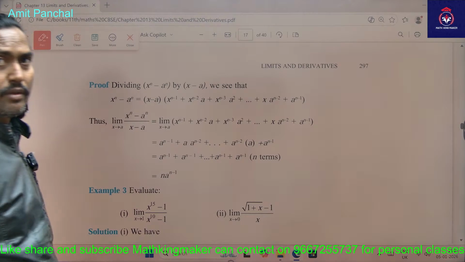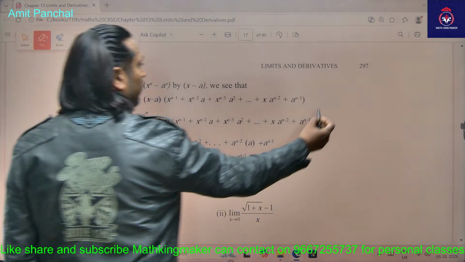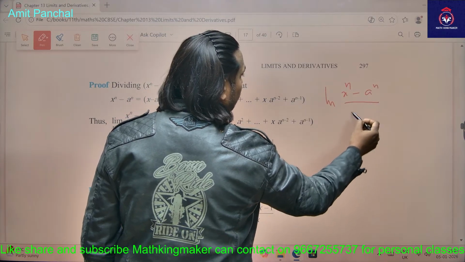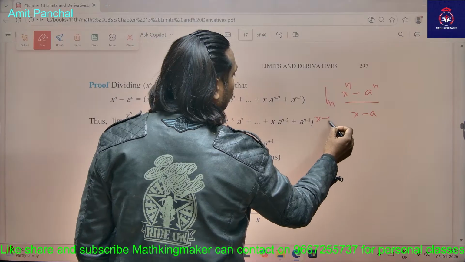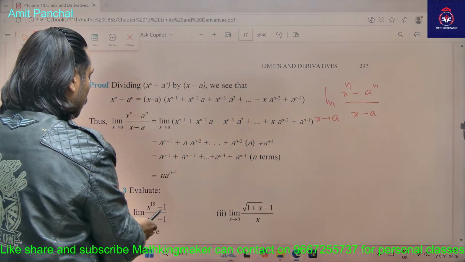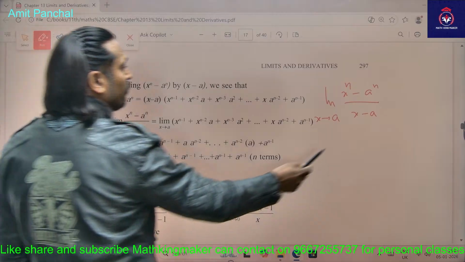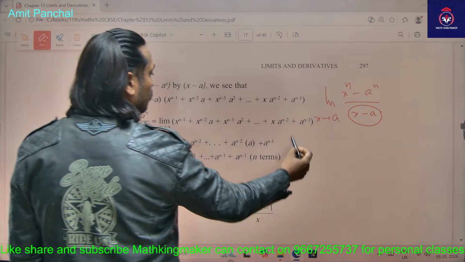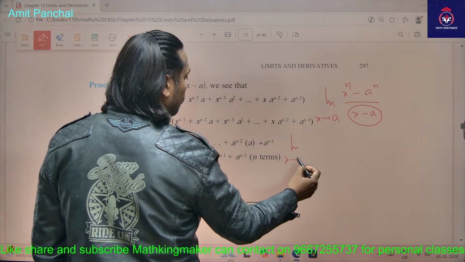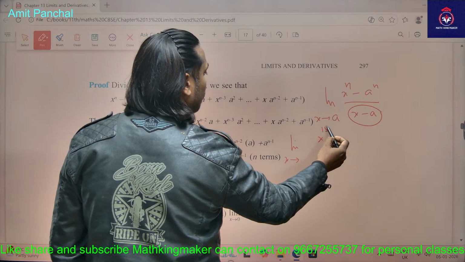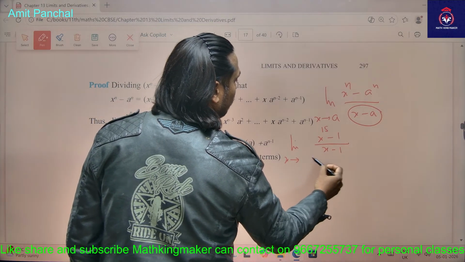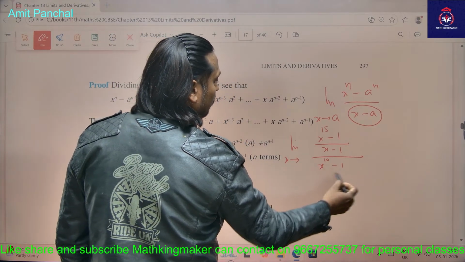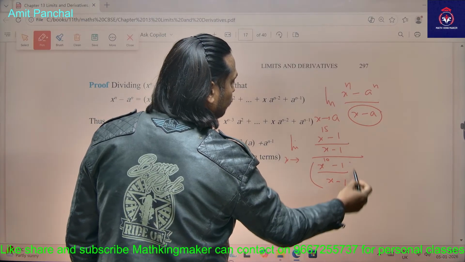Yes, sir. If I use that formula, limit x tending to a, x to the power n minus a to the power n divided by x minus a, you can observe here it is only x to the power 15 minus 1. So x minus a is not there. So what you will do? You just divide: x to the power 15 minus 1 divided by x minus 1, and here x to the power 10 minus 1 divided by x minus 1. Can I write it like this?